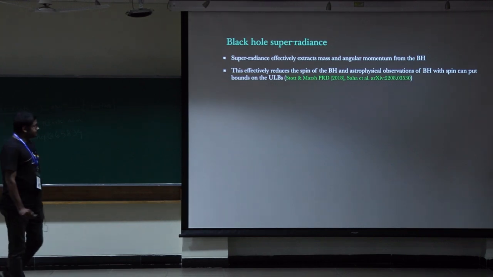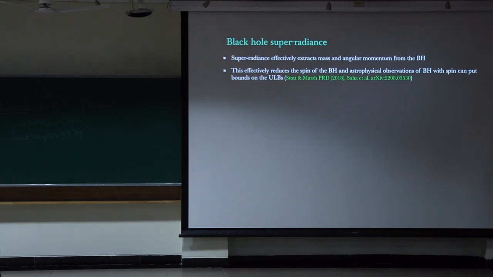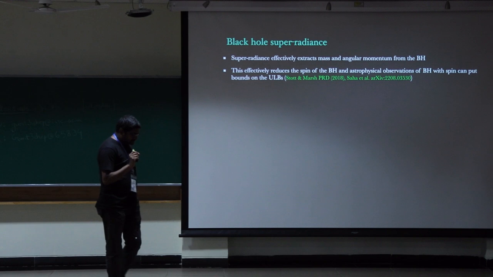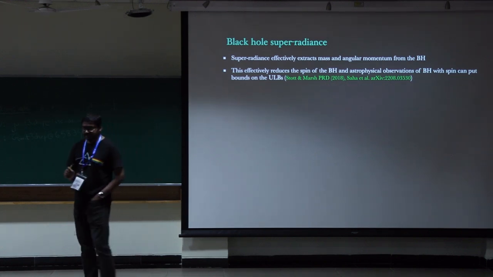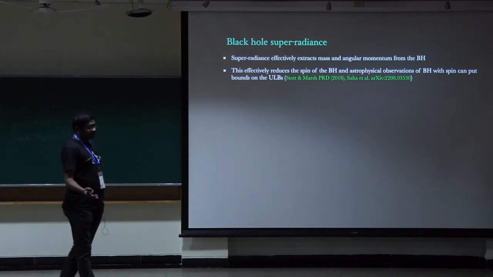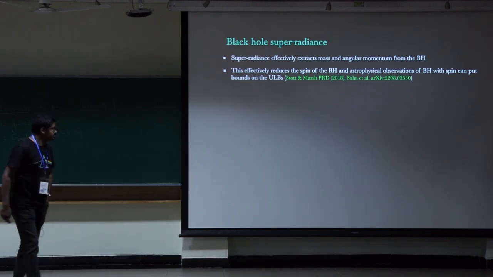So, to summarize, this superradiance effectively extracts mass and angular momentum from the black hole, and this process effectively reduces the spin of the black hole. Okay, and if you have some kind of astrophysical observations of black holes with spin, then you can put bounds on this kind of ultralight boson.